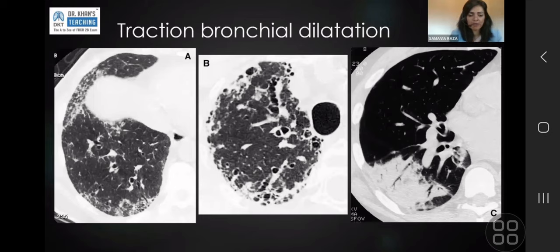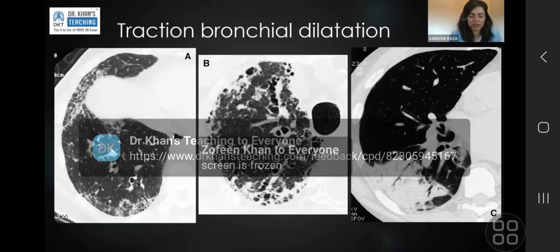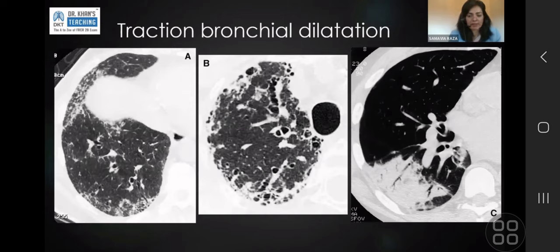So a dilated bronchus, the lung around it is completely normal, it's primary bronchiectasis. A dilated bronchus, the lung around it is abnormal, it's traction bronchial dilatation. If that abnormality is reticulation, that is a UIP pattern. When that area around it is ground glass, you start thinking of NSIP. When there is clear consolidation around it, you have to think whether that is reversible. That is just a normal infection finding. And I'm sure all of you will appreciate that in C, you have this consolidation and you can see bronchi through it. So this is just air bronchogram.